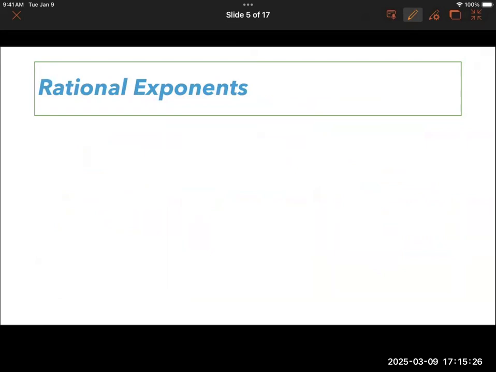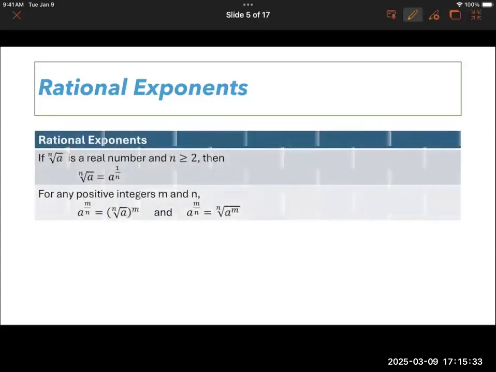All right, so what about rational exponents? Well, first of all, what are they? Rational exponents are just another way of writing radicals. So if you have an nth root of something, it is the same as saying that you're taking that something to a power of 1 over n. And you can expand on that by using any kind of fraction as your exponent.